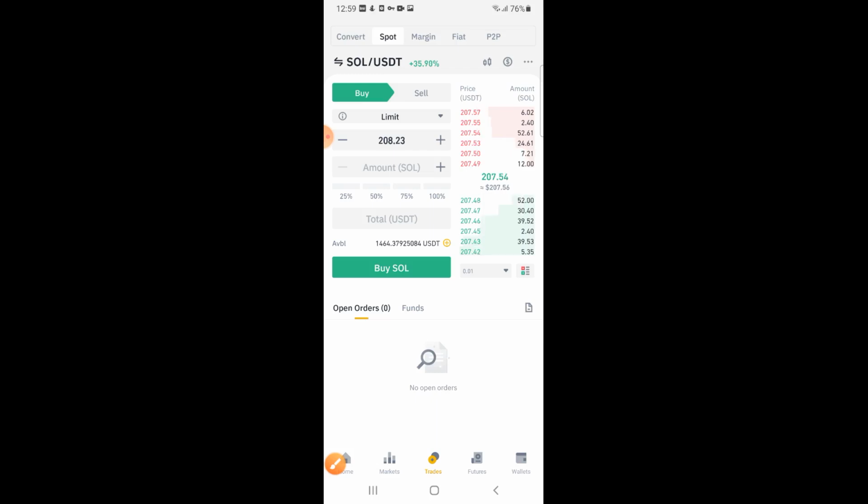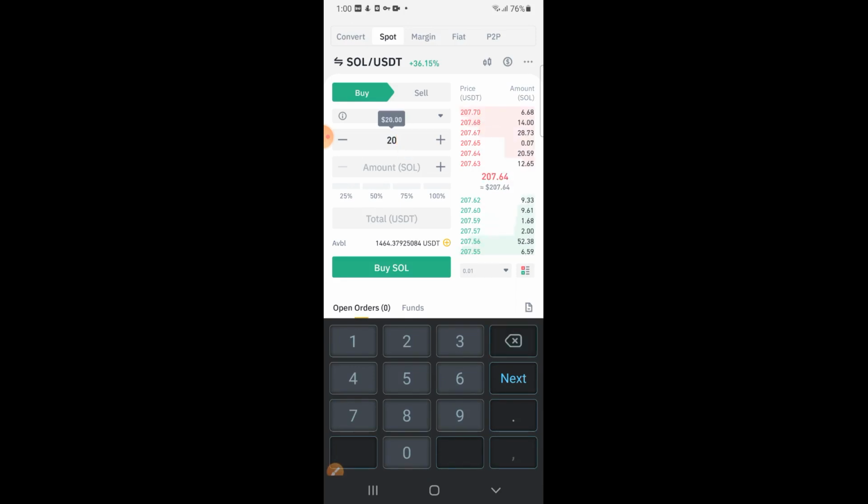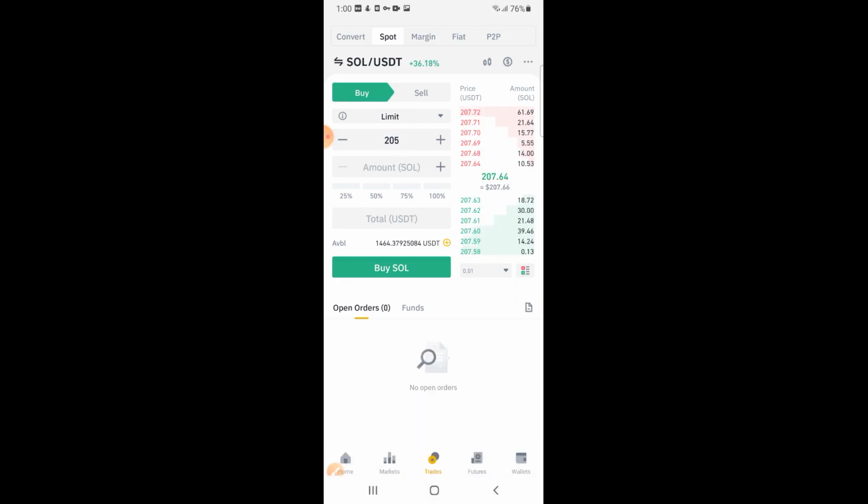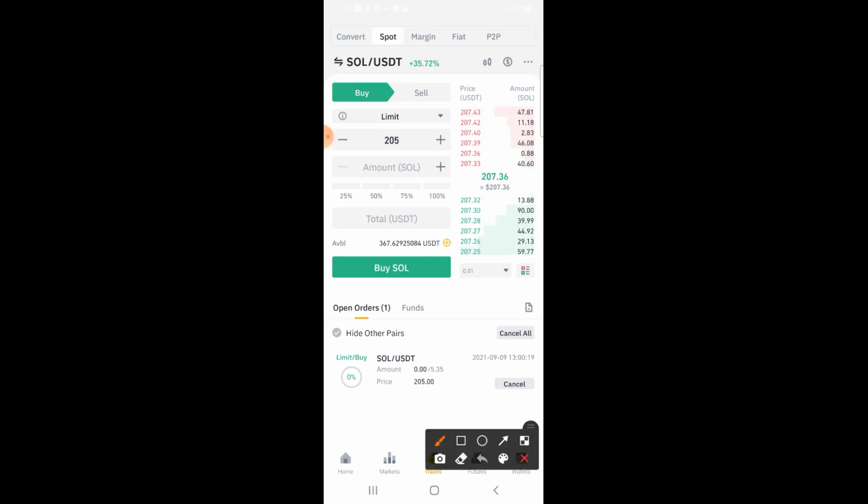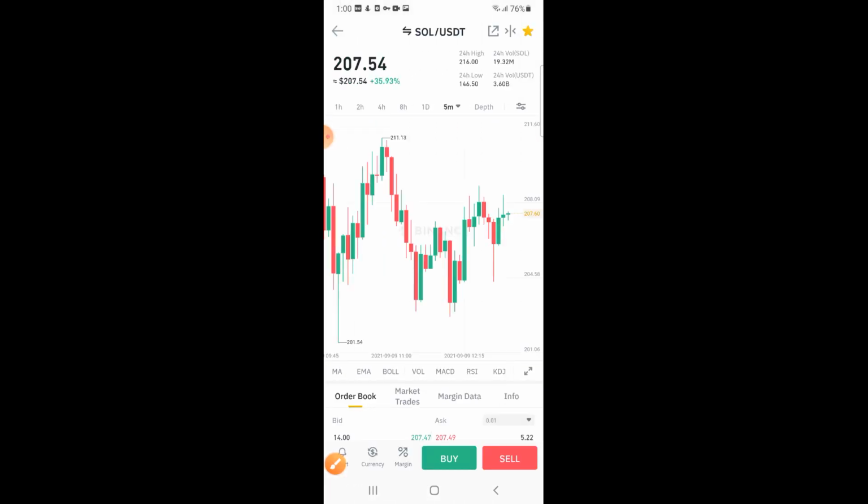Now I am again buying the same coin, with a limit order. Buy at 205, and how much amount? $1,096. Click here, buy. In this way, repeat the same process, but you must be careful every time. Research first, then repeat the same process.